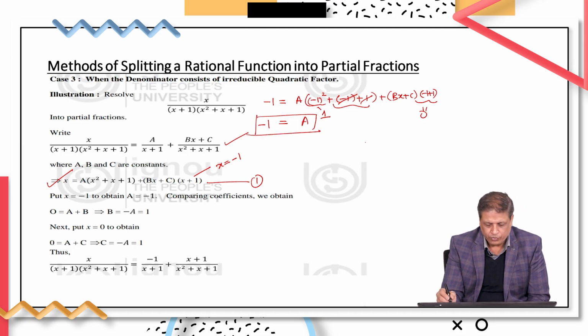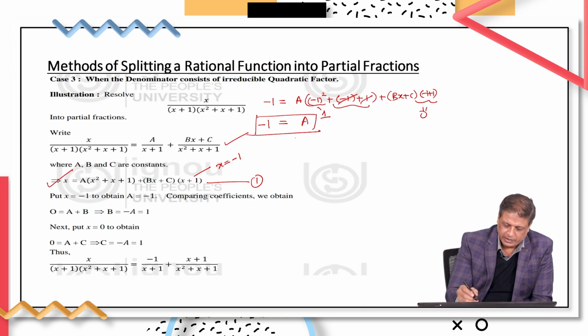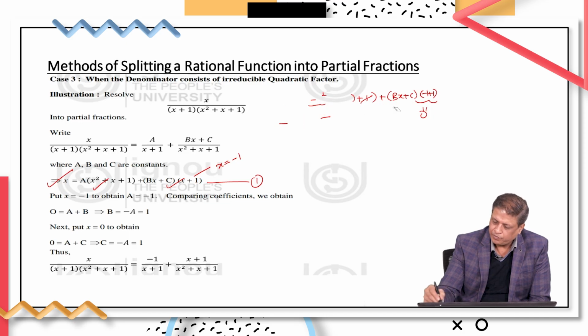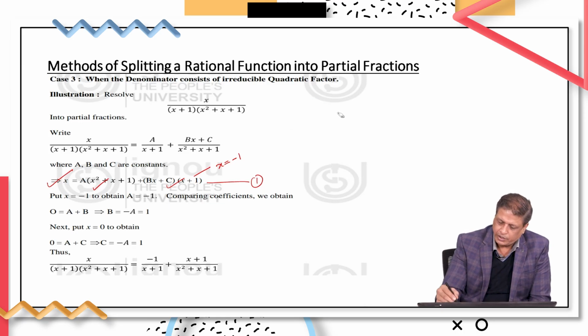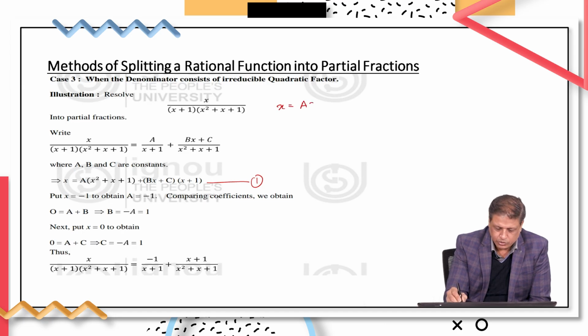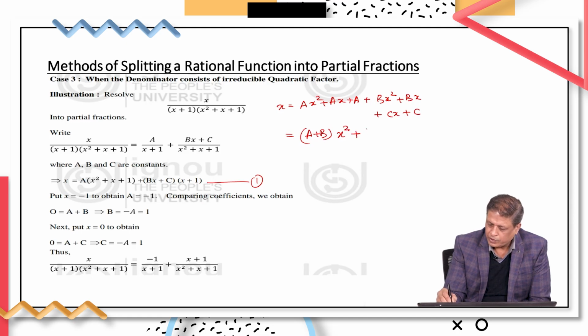Now, how to determine the values for b and c? Again expanding the expression, to determine the value of b and c, we are supposed to compare the coefficients of x square. So, on expanding equation number 1, you can say x is equal to ax square plus ax plus a plus bx square plus bx plus cx plus c. So, you can say it is (a plus b) x square plus (a plus b plus c) x plus (a plus c). So, this is simplified.